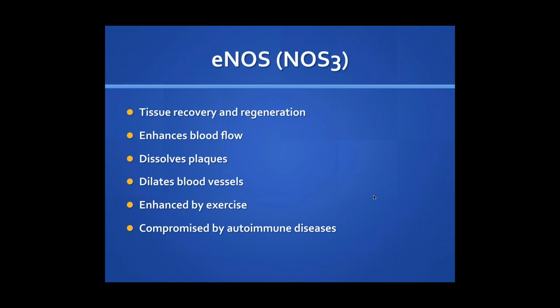The eNOS, again, is involved in tissue recovery and regeneration. It enhances blood flow, it dissolves plaques, it dilates blood vessels, it's enhanced by exercise, and it's compromised by autoimmune diseases.